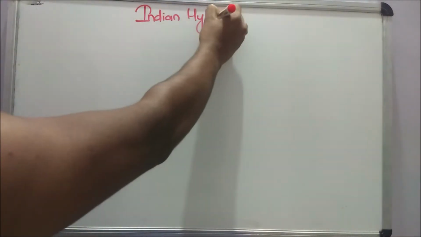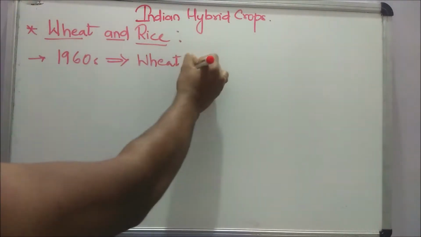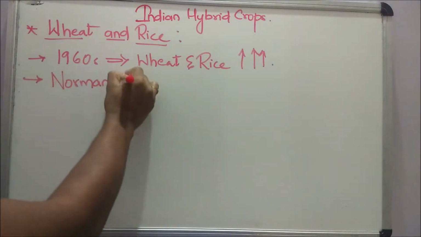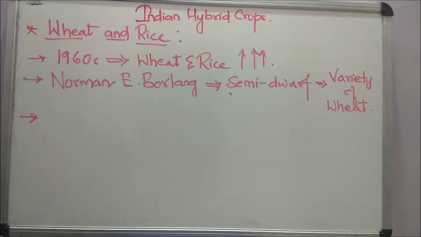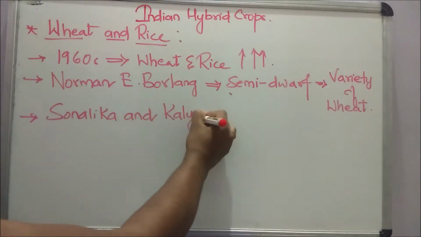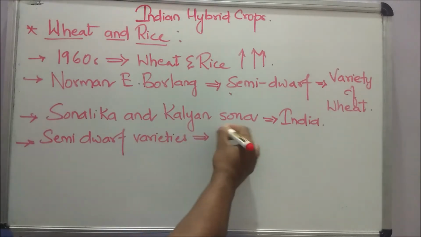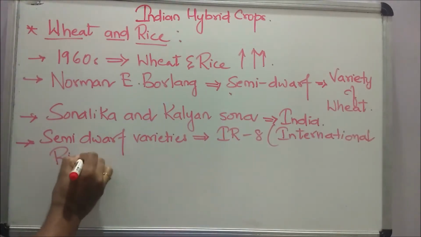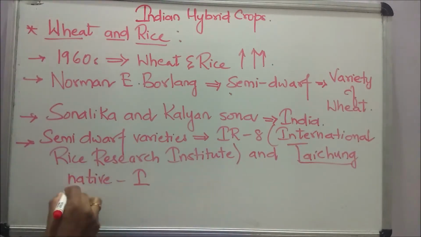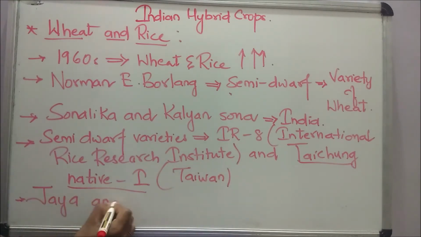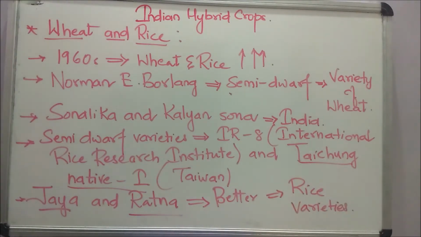Let's learn about the Indian hybrid crops. Firstly, wheat and rice. In the 1960s, wheat and rice production increased tremendously. Norman E. Borlaug developed a semi-dwarf variety of wheat. Sonalika and Kalyan Sona are two of the hybrid wheat varieties which are grown in India. Semi-dwarf wheat varieties were taken from IR8, from the International Rice Research Institute, which is situated in the Philippines, and Taichung Native 1, which is from Taiwan. Jaya and Ratna are the better yielding semi-dwarf rice varieties that were later developed.